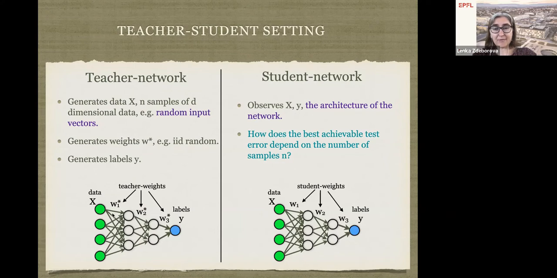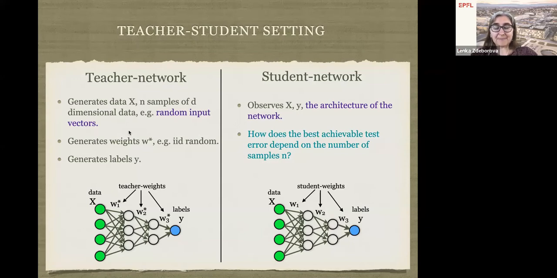It can only be simpler if we actually give the student also the architecture of the teacher, but crucially, it does not have the values of the weights. Of course, if it was somehow able to find the same values of weights, it would learn the same function, but even if it learns other weights, it can still learn a similar function. So that will be our question.